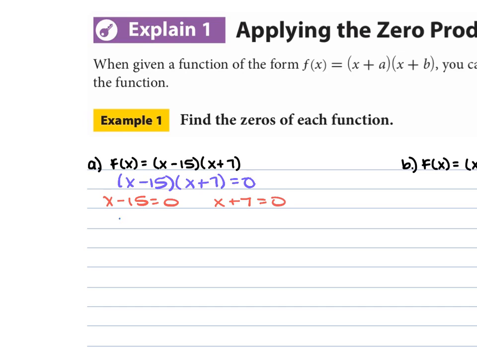We're going to move the 15 over by adding it to both sides. So we have x is equal to 15, and then with the 7, we'll subtract it from each side to get x is equal to negative 7.